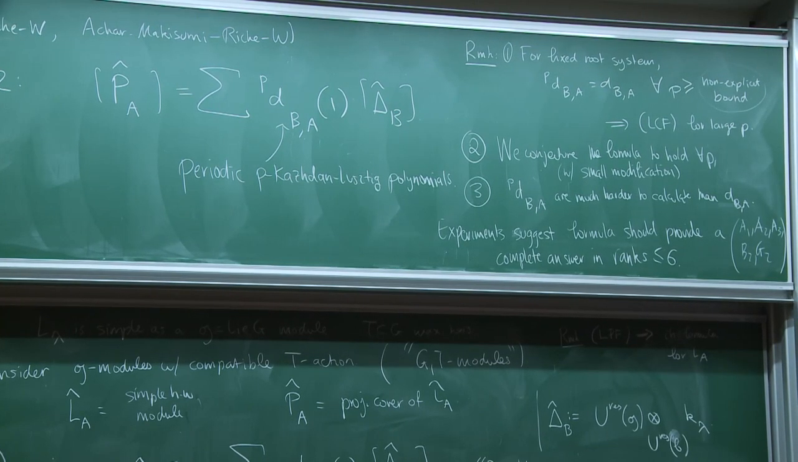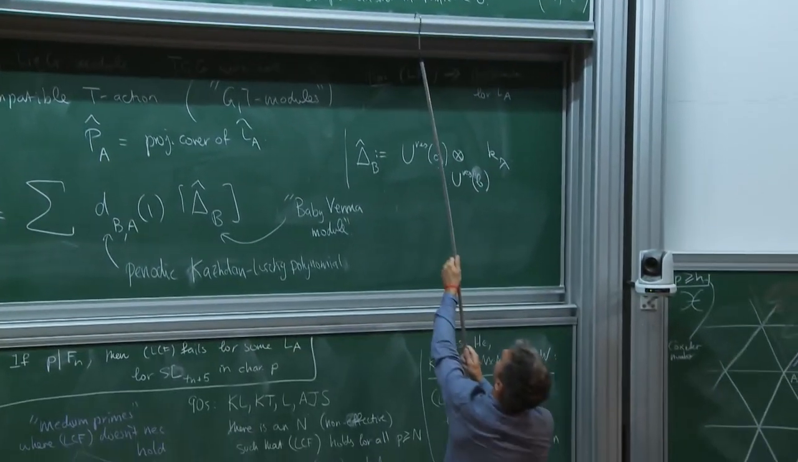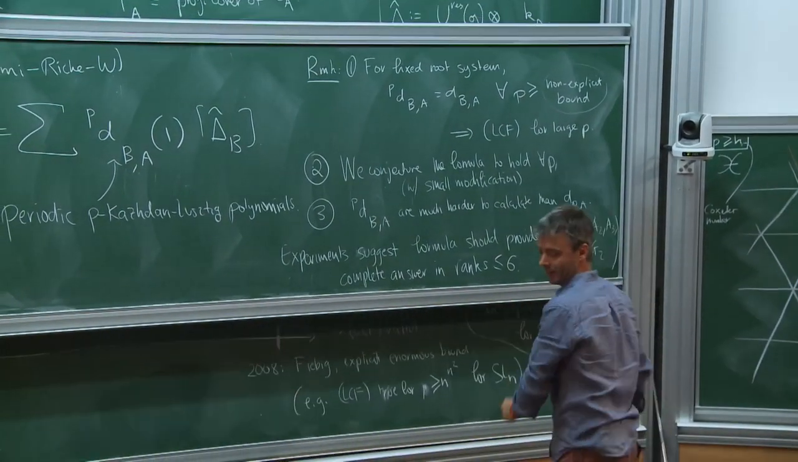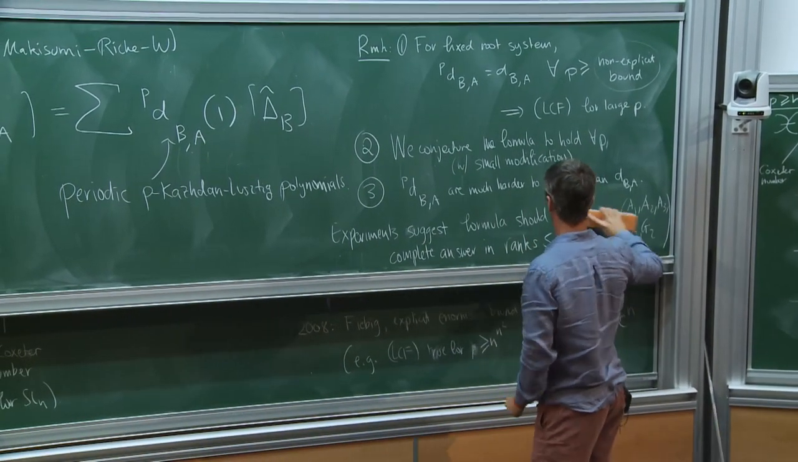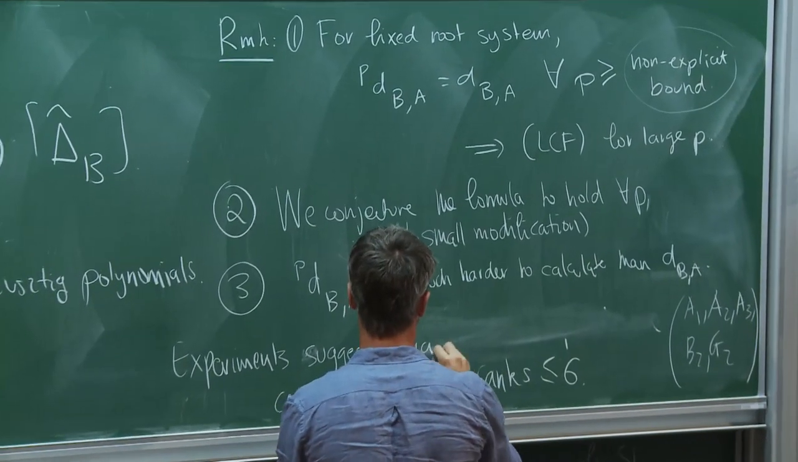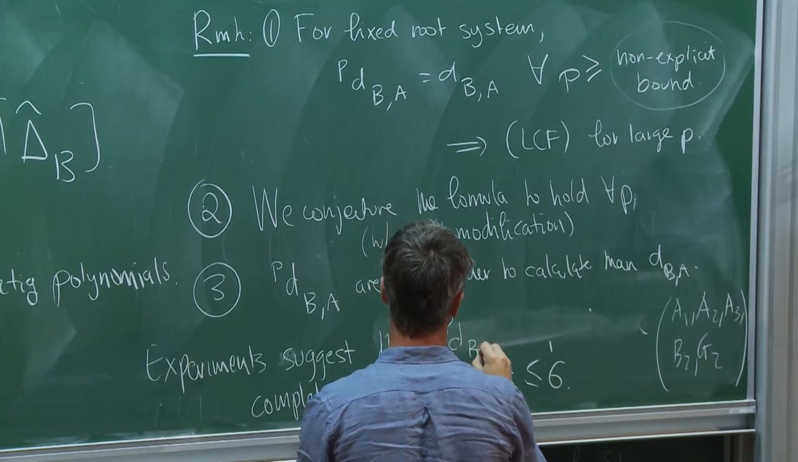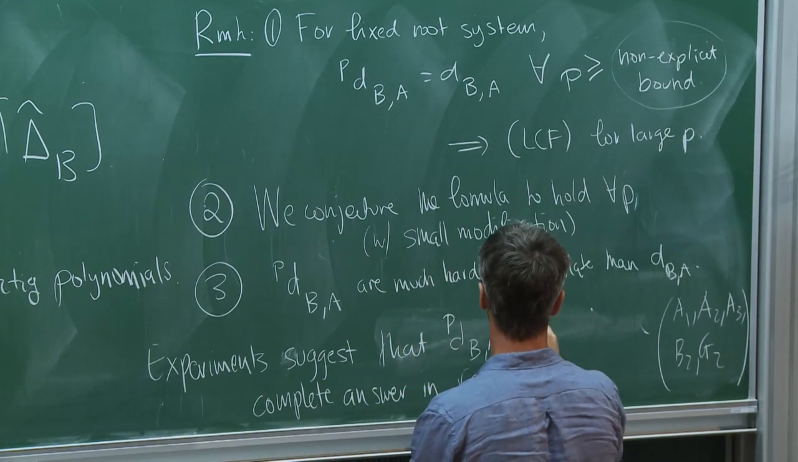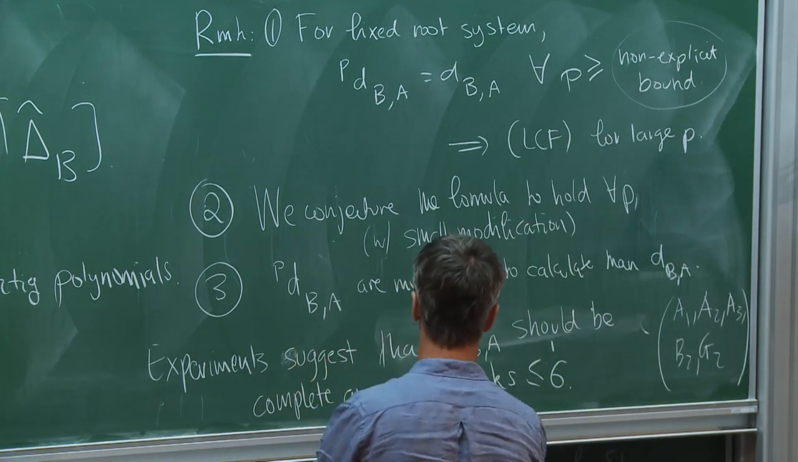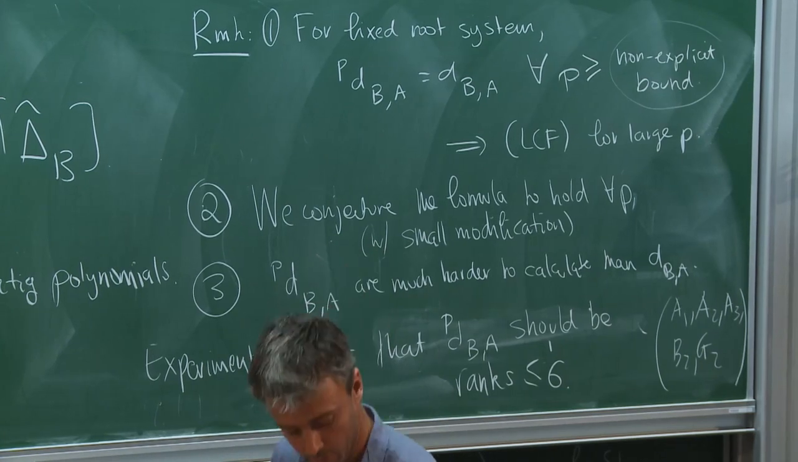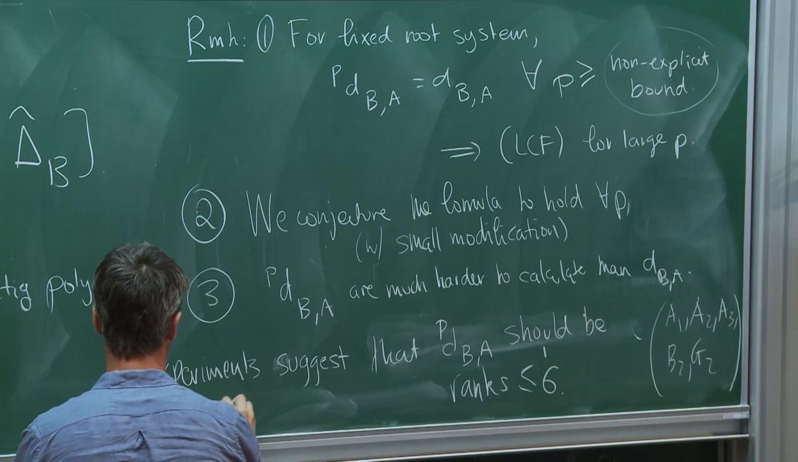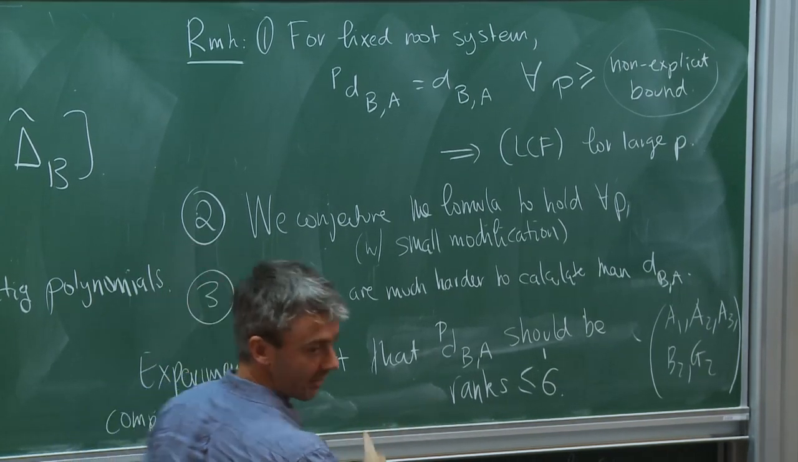Is it not clear? So, all these experiments suggest that the p-polynomials should be computable in ranks less than or equal to 6.